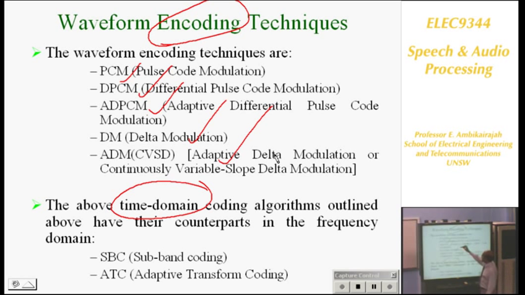All these techniques have a counterpart in the frequency domain, which is SBC, subband coding, and adaptive transform coding. We won't be looking at all of these individually. What we are really interested in is the speech compression algorithm called CELP. But just to give you an idea, these are the waveform encoders, and you may have already done this in your undergraduate program.